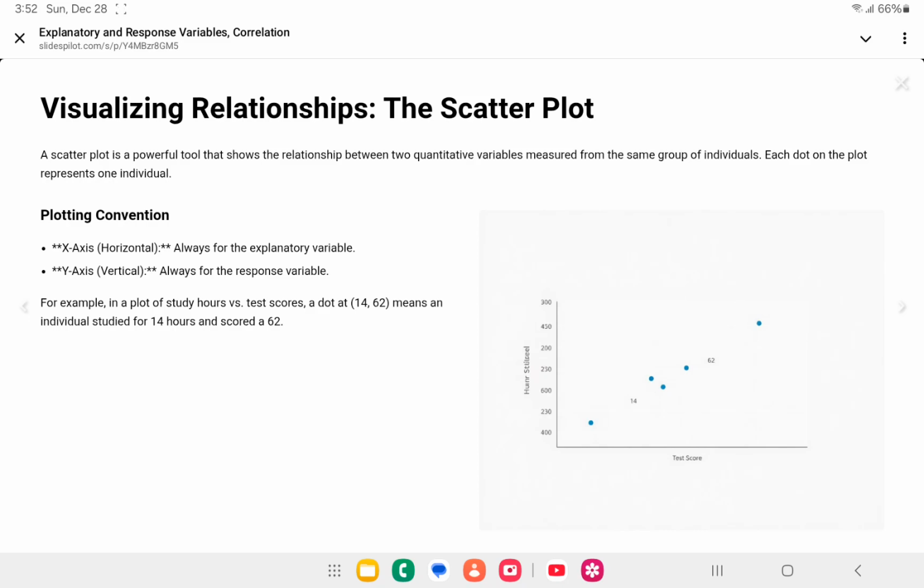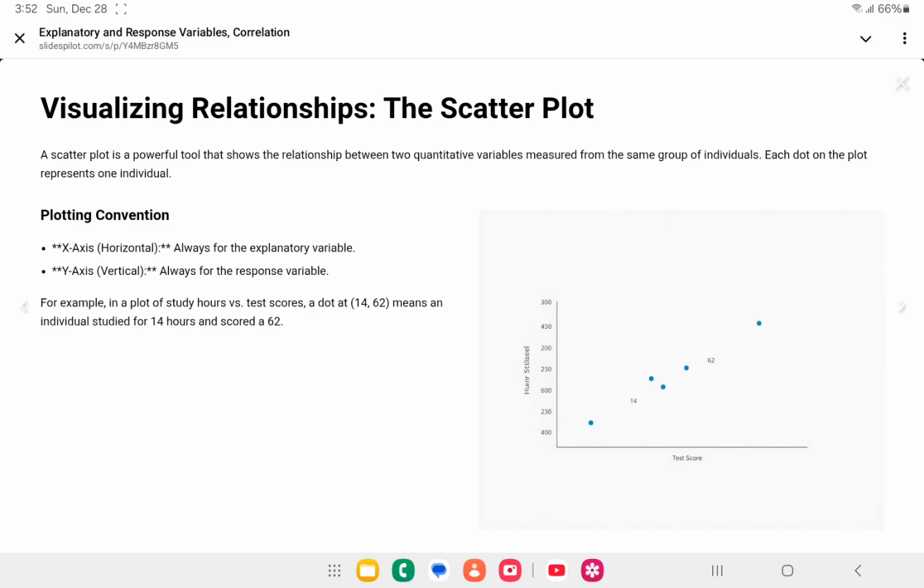This is a typical scatter plot. You can think of each dot as being an individual. So if we looked at this individual, we can see that this person studied for 14 hours and got a test score of 62. And this individual studied for almost 6 hours and got a test score of 30.